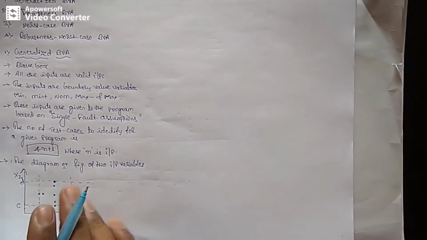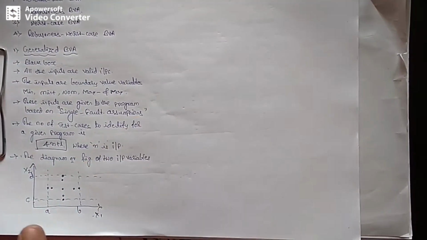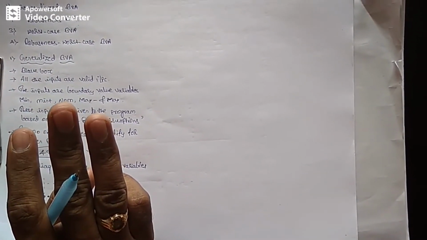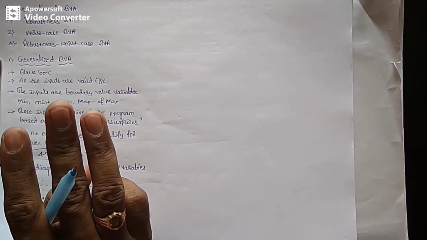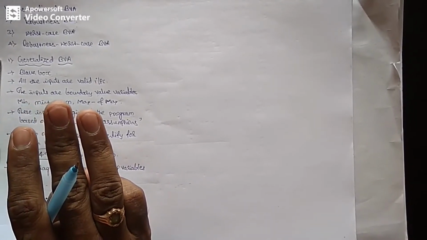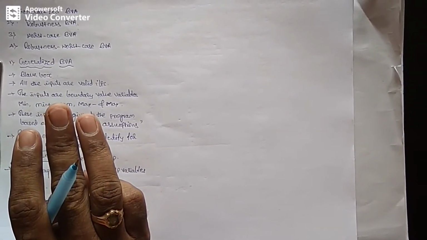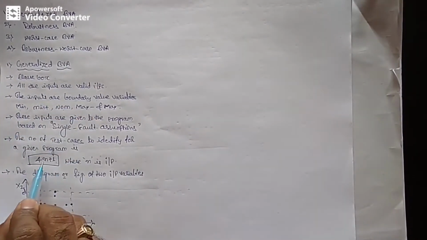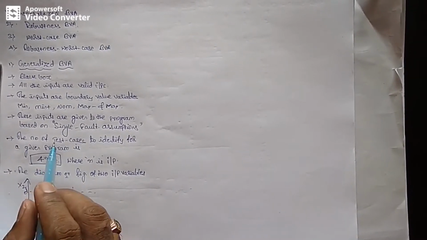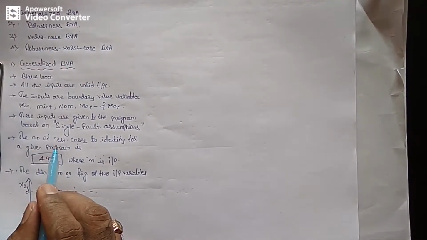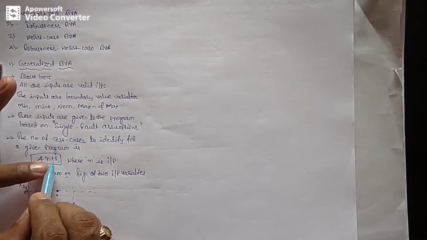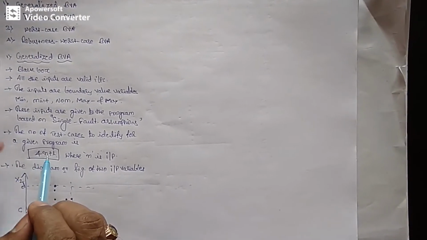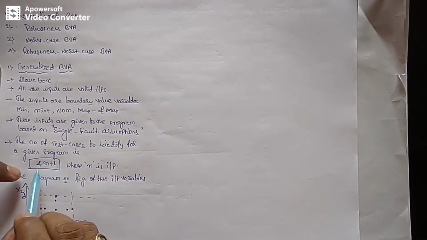For example, if there is a triangle program, the triangle program will accept 3 inputs. Let us assume A, B, C. These 3 values A, B, C act as the sides of a triangle. How many inputs are we specifying for the triangle problem? 3. Then the n value becomes 3. Then how many test cases exist under the generalized BVA? 4 into 3 plus 1 means a total of 13 test cases we have to write for a triangle problem by using this formula.